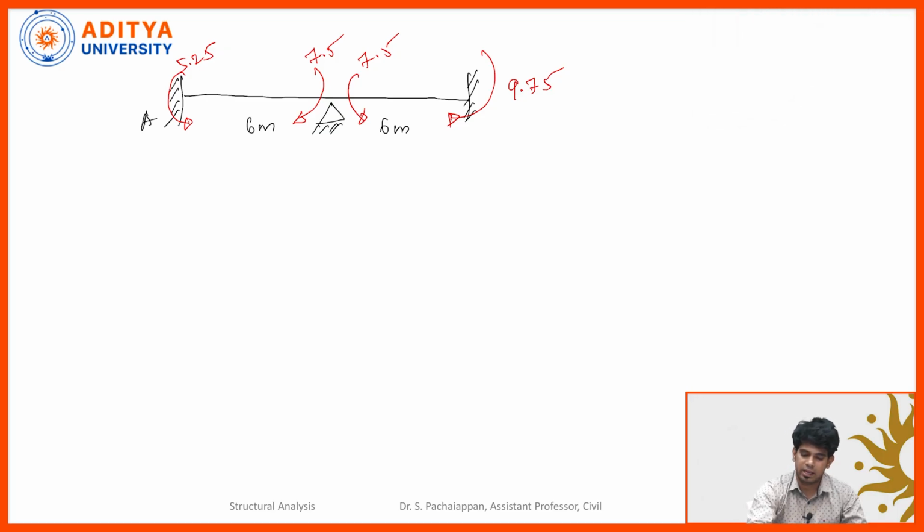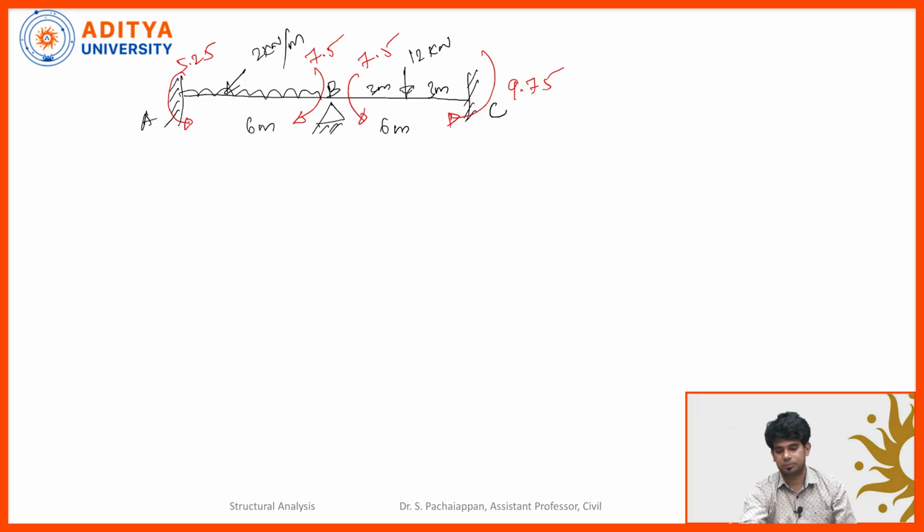Now this is support A, support B and support C. Over span AB we have the UDL whose intensity is 2 kilonewton per meter. Over span BC we have a central point load of 12 kilonewton. This is 3 meters and this is also 3 meters. So for calculating the reaction forces, we need to go span by span.